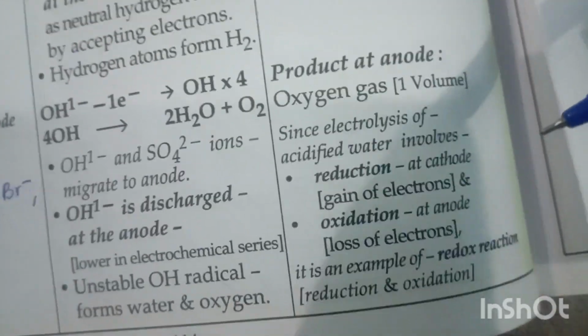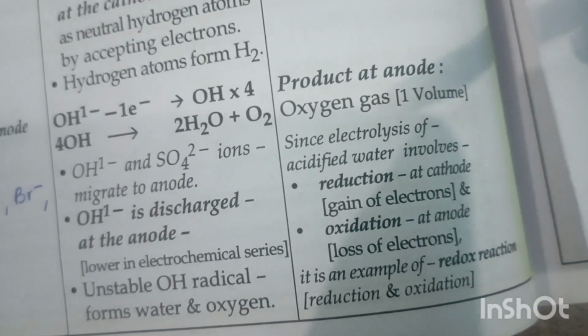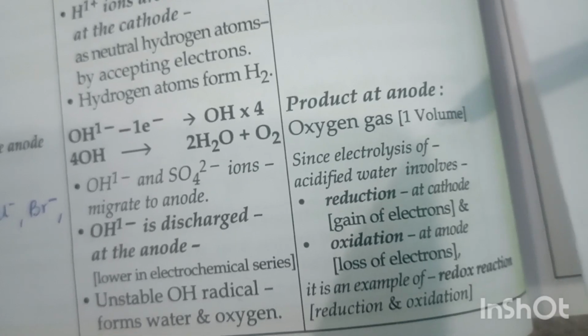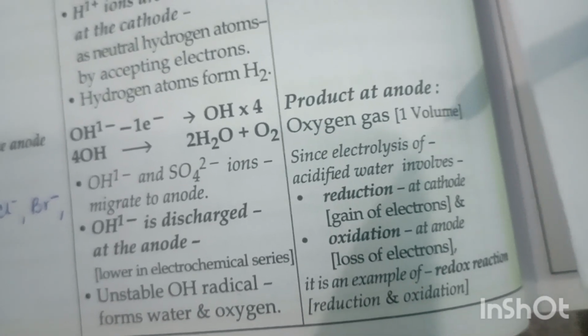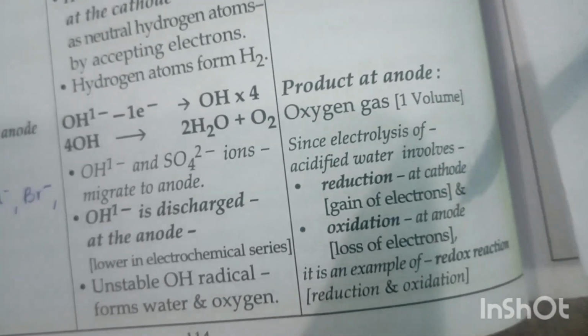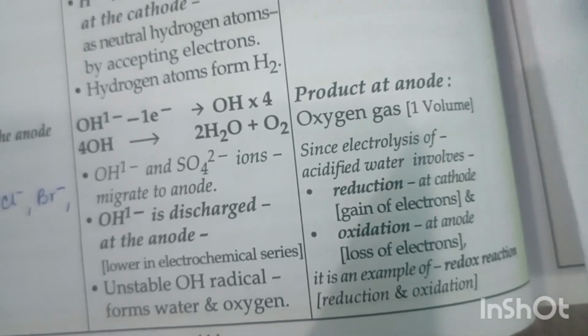Since electrolysis of acidified water involves reduction at the cathode, that is gain of electrons by H plus ions, and oxidation at the anode, that is loss of electrons by OH minus or hydroxyl ion, it is an example of a redox reaction. Reduction and oxidation both take place simultaneously, hence it is a redox reaction.